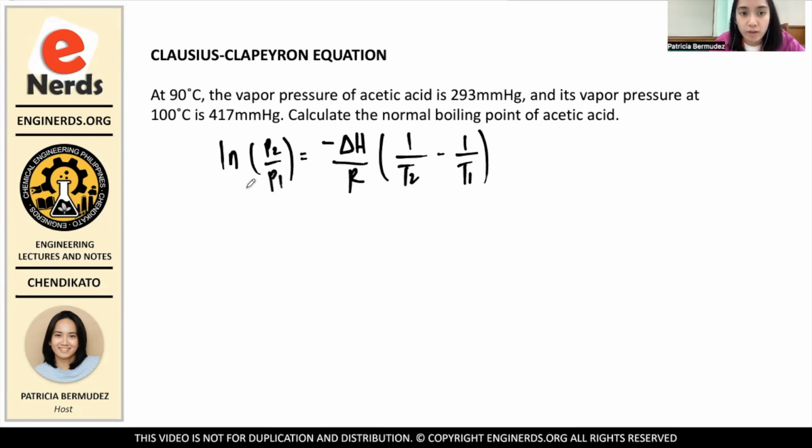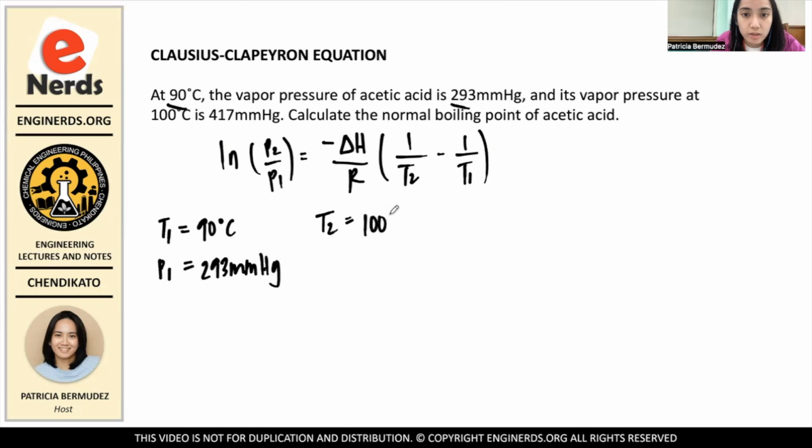So here we are given two sets of values, okay? So we have this one and this one. So let's list them down. We know that the temperature T1, let's say this one is T1, is equal to 90 degrees Celsius. And then we have P1 that is equivalent to 293 millimeter mercury. And then we have another set of values, and we have 100 degrees naman. So let's say it's T2. T2 is equal to 100 degrees Celsius. And then we have P2 that is 417 millimeter mercury.